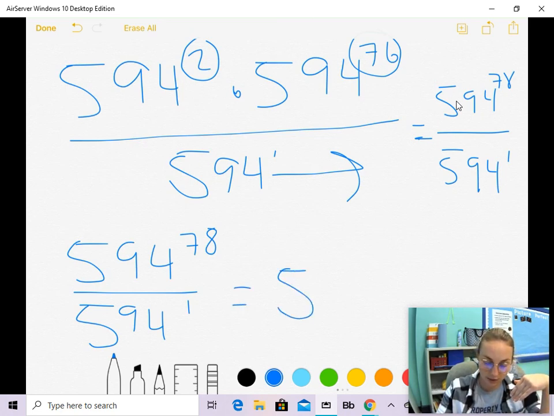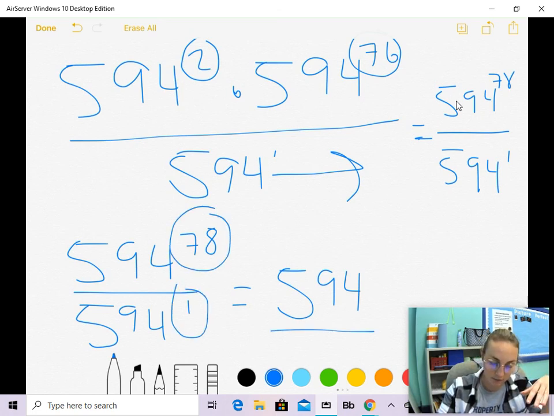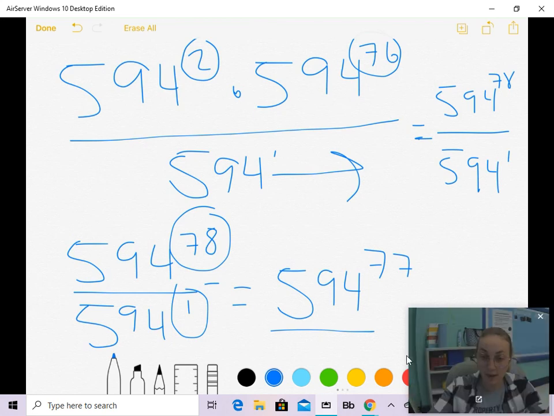So we have 594 as our answer base, okay? And we're going to focus on subtraction. So 78 minus 1 is going to be 77. And guys, that's going to be our answer. The exponent's already positive, so that's all you have to do.